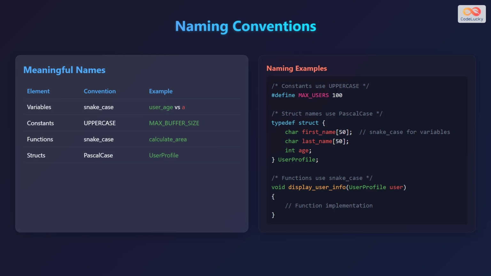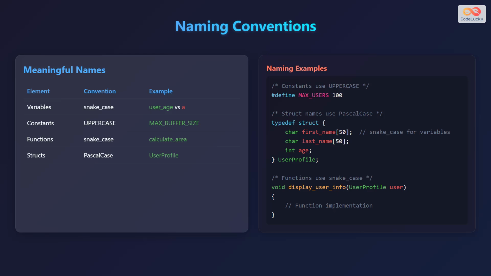Constants should be in uppercase, for example, MAX_BUFFER_SIZE. Functions also use snake case, such as calculate_area, which clearly describes the function's purpose. Structs should use Pascal case, where each word starts with a capital letter, such as UserProfile.